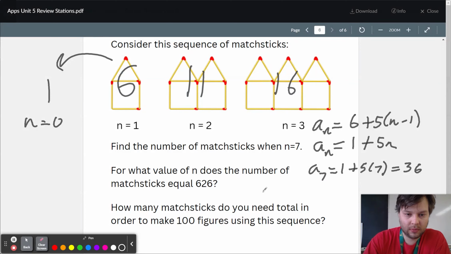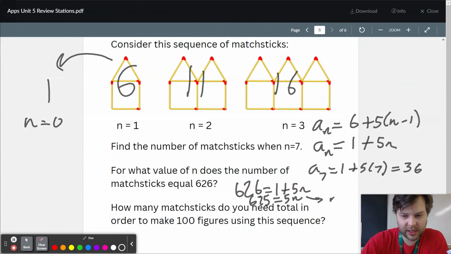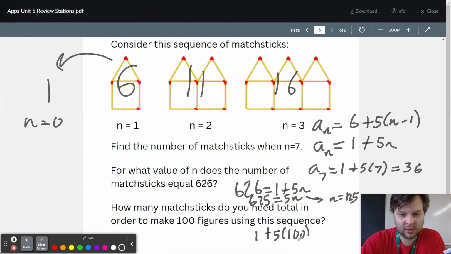Then for what value of n does the total number of matchsticks equal 626? That's when you write 626 equals 1 plus 5n. Take away 1 to get 625, and then divide by 5 to get 125. Then the last one, if you want to make 100 figures, again, that's just 1 plus 5 times 100, which is 501.